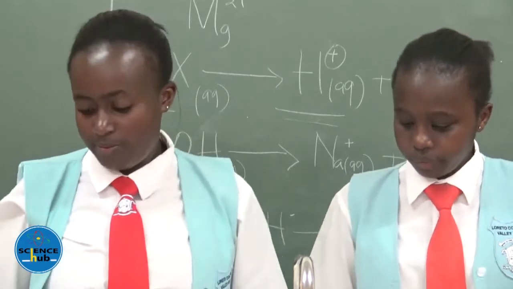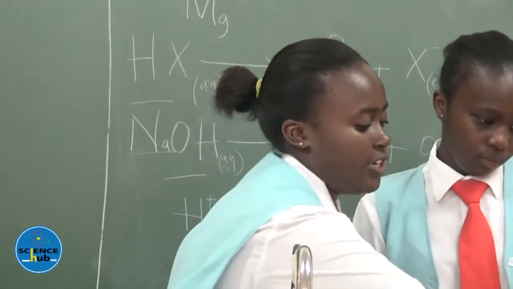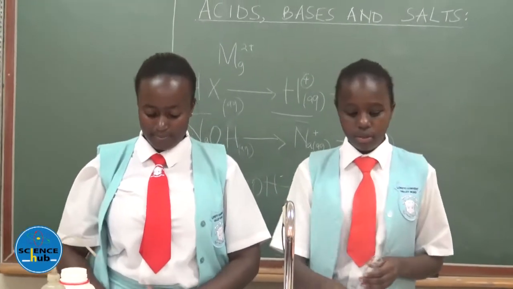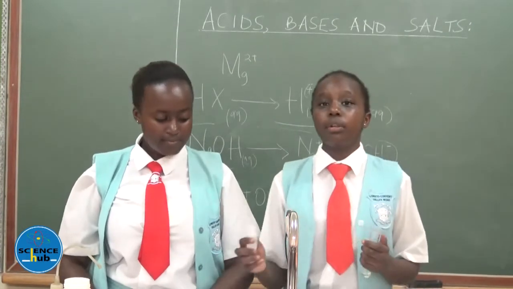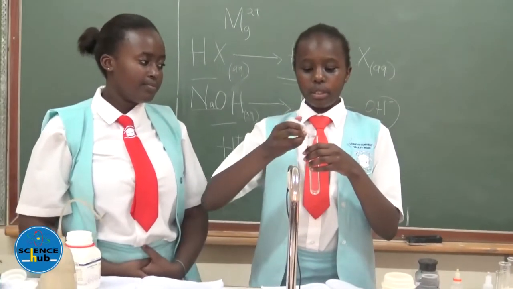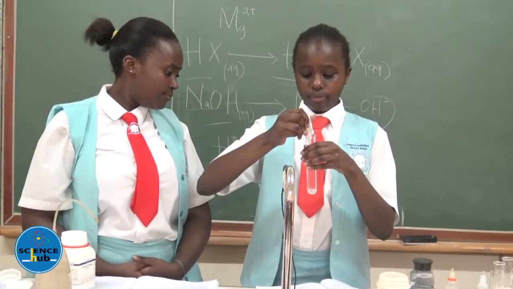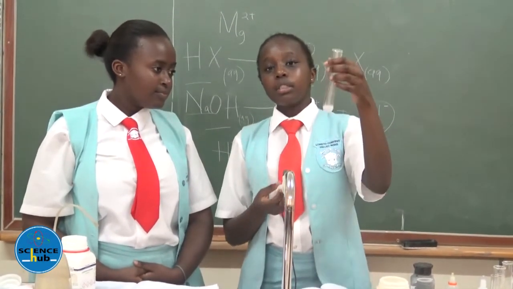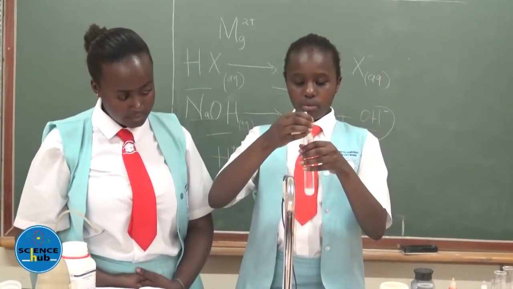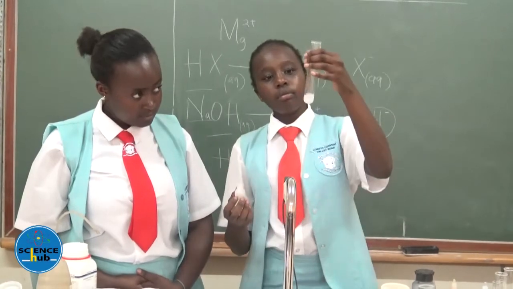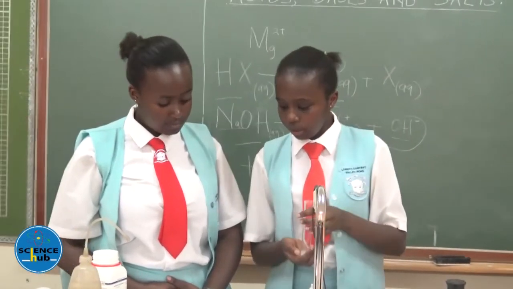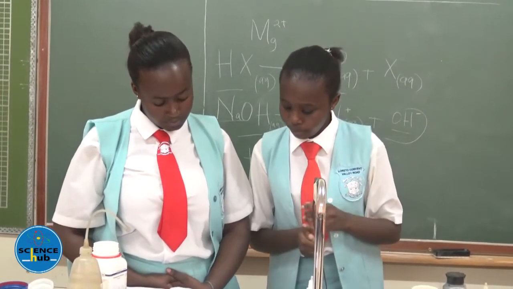So with the other solution, we are going to react it with aluminium. So we are going to test for the presence of aluminium ions in the solution. So you put a few drops of ammonium. As you can see, a white precipitate is formed, so you add it in excess. As you can see, the white precipitate is insoluble. So we can conclude that aluminium ions are present.